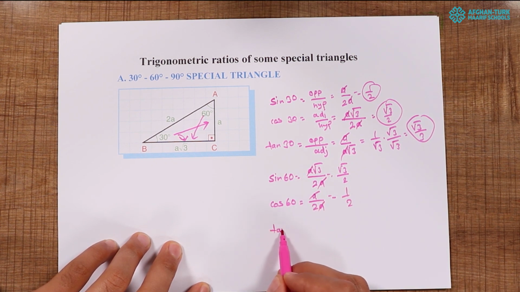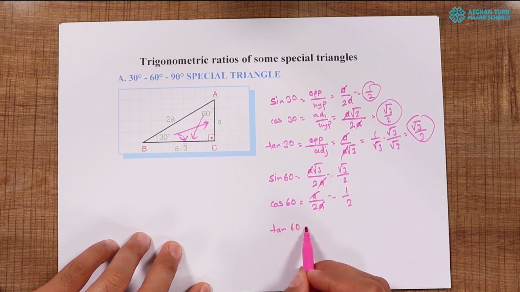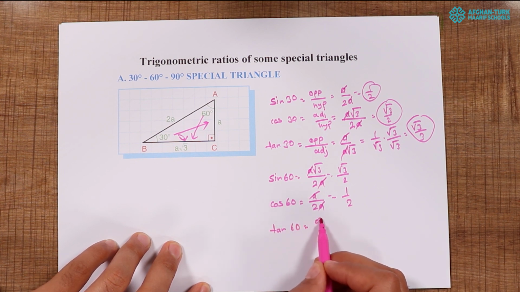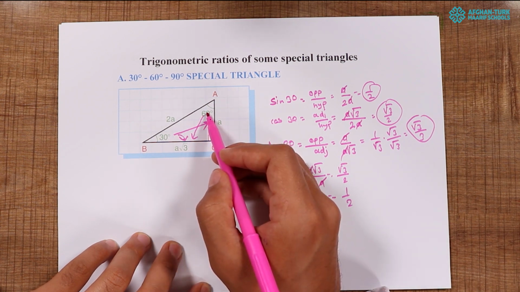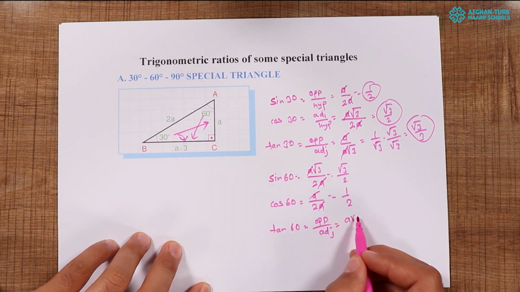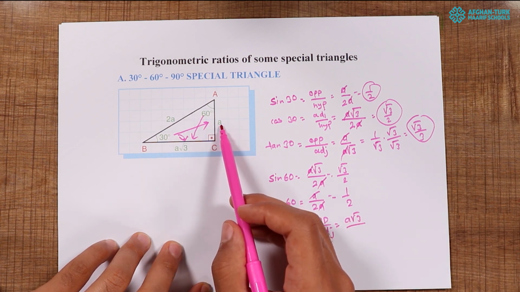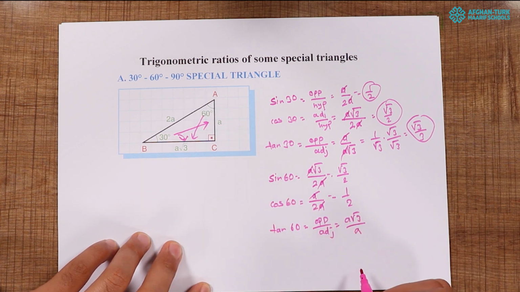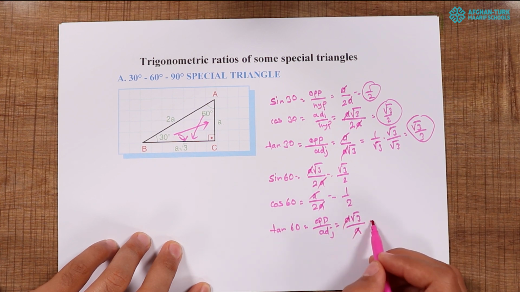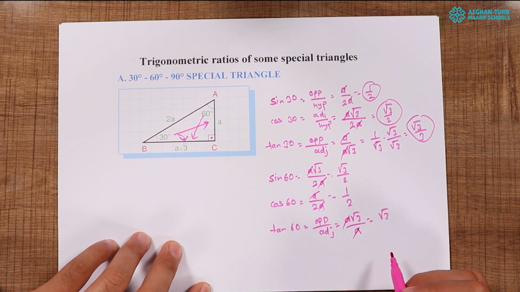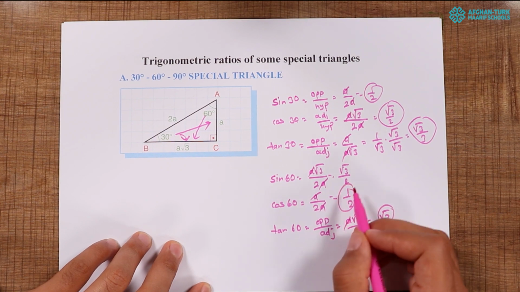And also, tangent of 60 degrees is equal to opposite over adjacent. What's the opposite of 60? A square root of 3, over adjacent. Adjacent is a. So a cancels with a, and it is equal to square root of 3.